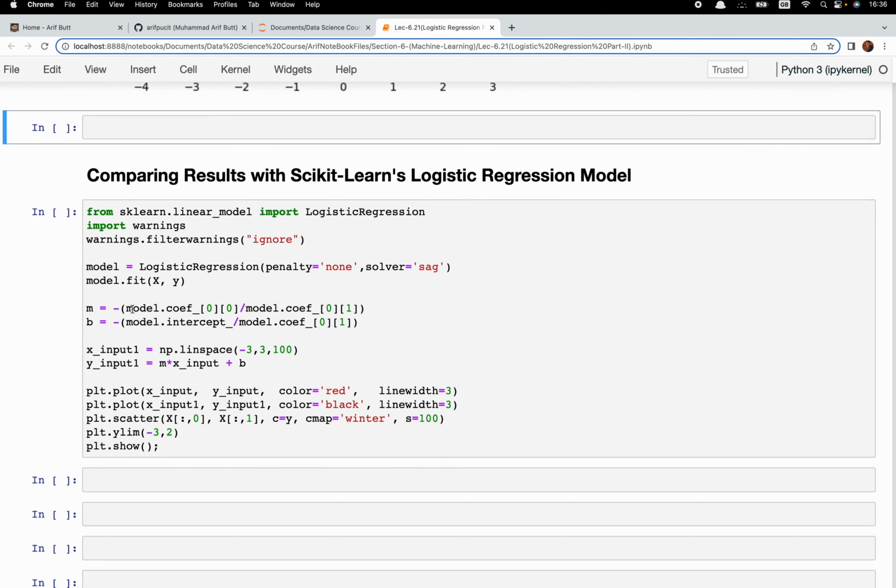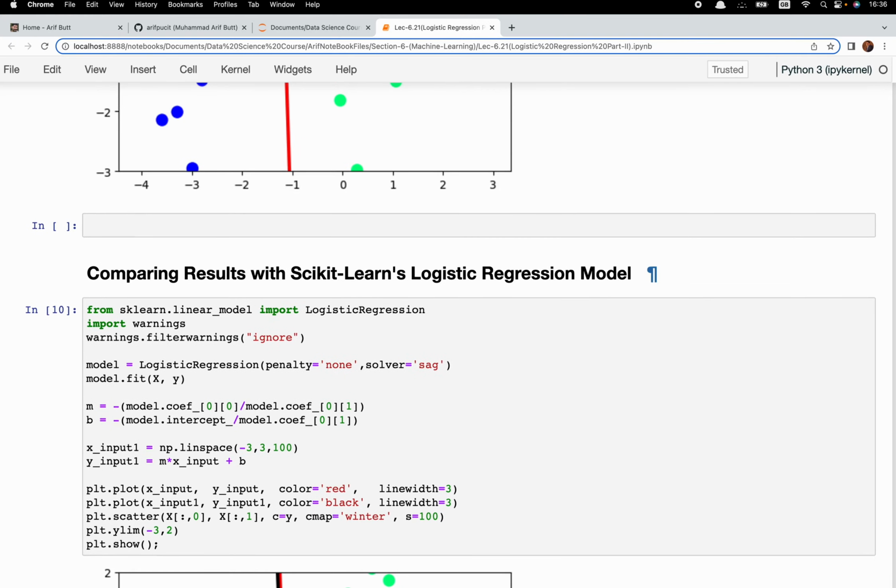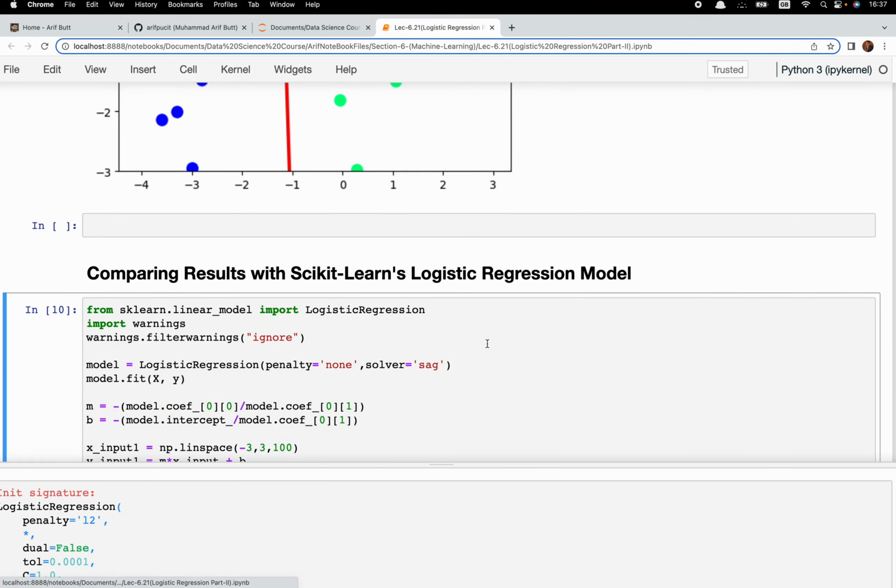Okay, so after the imports, I am just creating an instance of the logistic regression model. Let me show you its help page. So the help page of logistic regression is now over here.